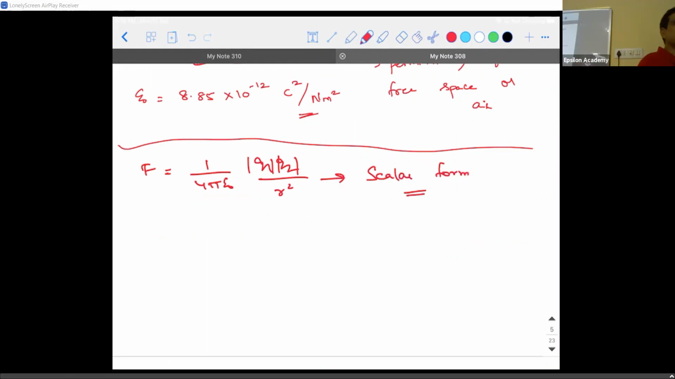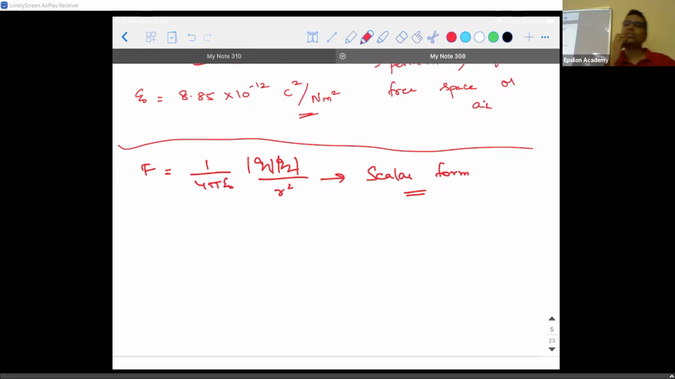The reason why I am calling it a scalar form is because what type of quantity is force? Is it a scalar or a vector? Force is a vector. It has a direction associated with it. But till now, we didn't discuss anything about the direction, so we wrote only in terms of magnitude. When you want to solve a problem, depending on the nature of the problem, you can either use the scalar form or the vector form.